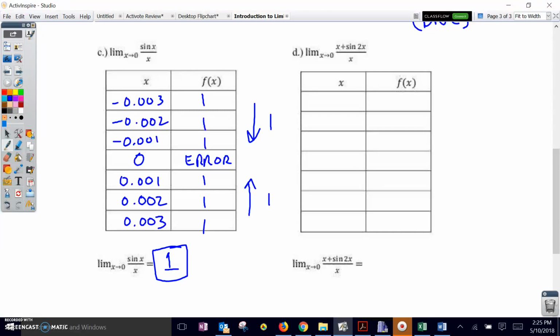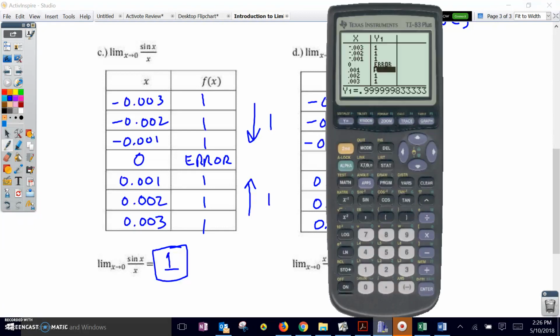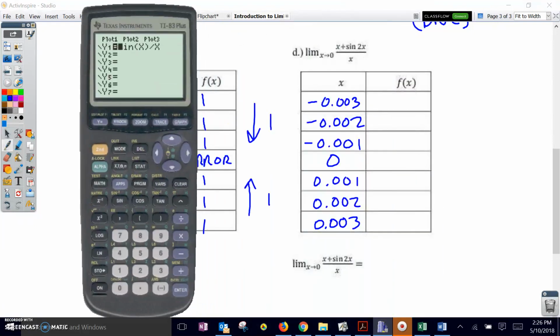All right, and the last one, the limit as x approaches 0 of x plus sine of 2x all over x. Do the same thing. Set up our table since we're approaching 0. Set up our table as such. And now we just need to enter our function in. In the y equals screen, we've got x plus sine of 2x over x. My table should be set already. Yep.